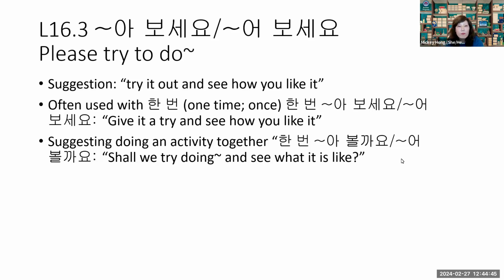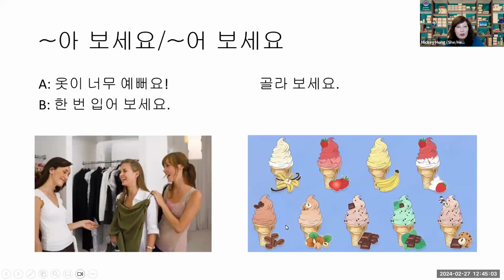And if you are suggesting, you propose that, let's try. Then you say 한번 볼까요? To politely suggest, shall we try this? A comments, 옷이 너무 예뻐요. And B says, try it on. 한번 입어보세요. Why don't you at least try it on? For once.